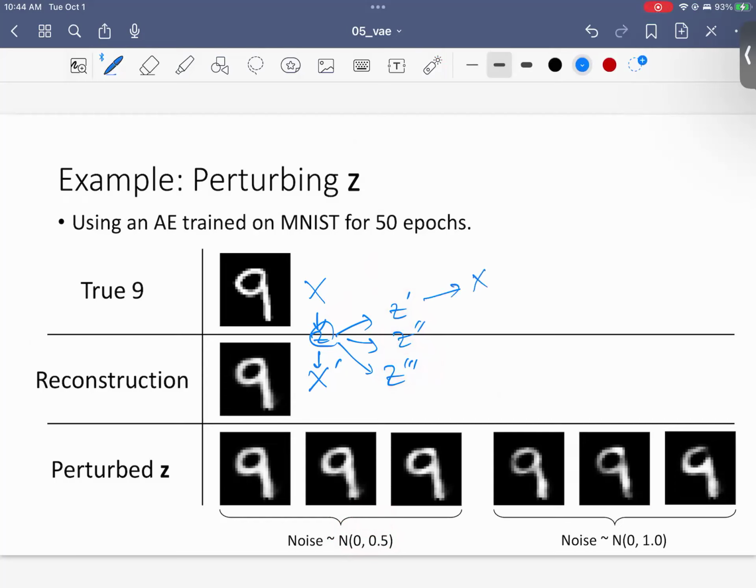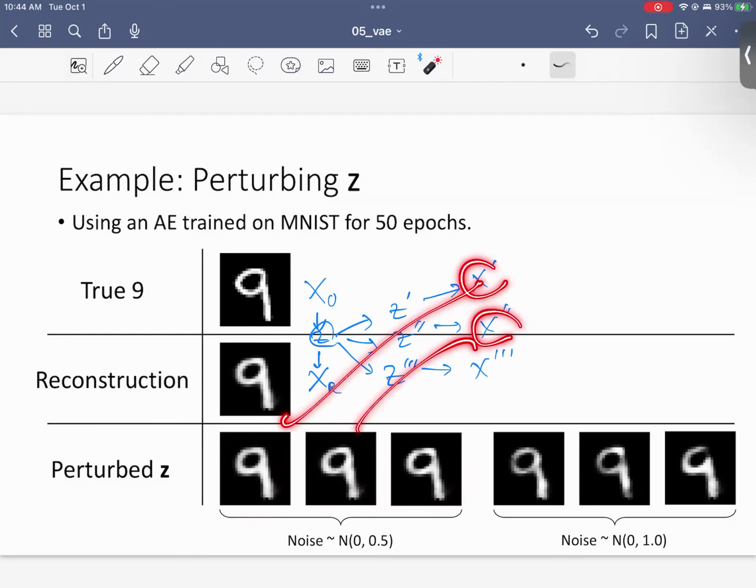Well, if this is X prime, then, okay, we can just think of this as an X reconstruction. It's the reconstruction, X original, and we can call these X prime, X double prime, and X triple prime, right? So these are those X prime, X double prime, and X triple prime.